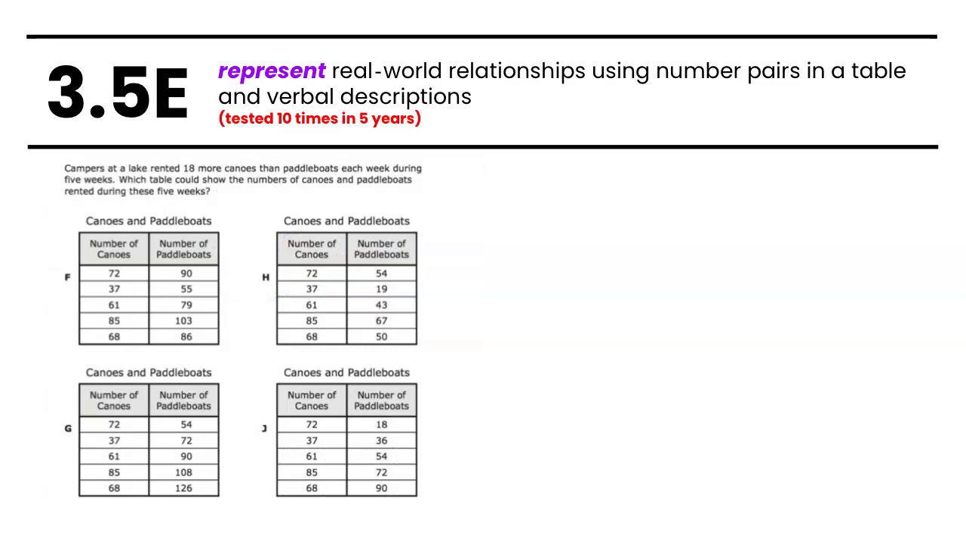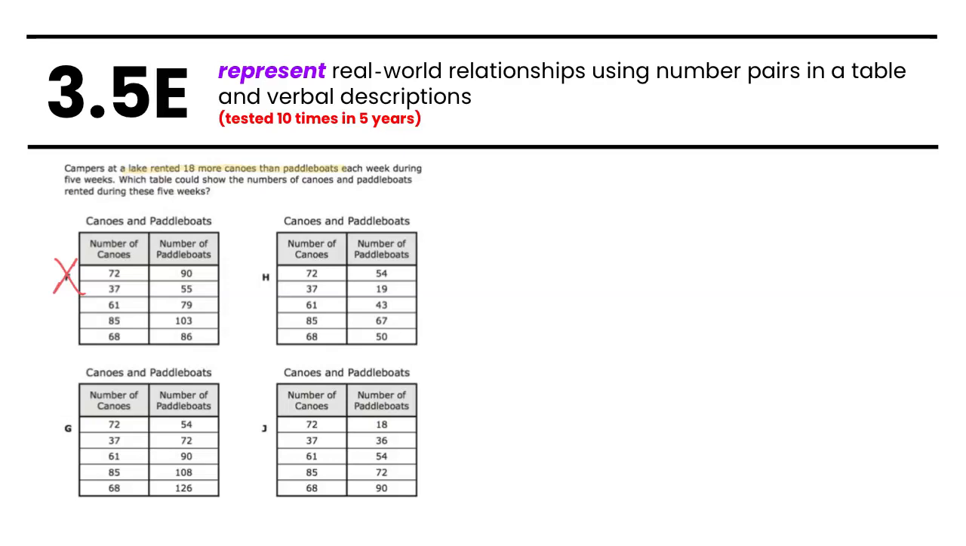In this STAR-released question, we're told that campers at a lake rented 18 more canoes than paddle boats each week. What we can do is have students immediately analyze that portion of the problem and recognize that we should always have more canoes than paddle boats in our table. If we look at answer choice F, we see that we have more paddle boats than canoes. And so answer F is automatically incorrect just based on what the problem is saying.